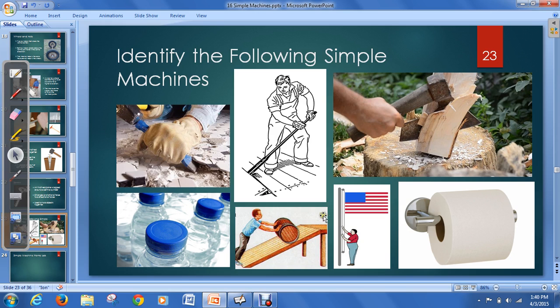This would be an inclined plane, rolling the barrel up. You might even consider the barrel a wheel and axle. This would be a pulley, right? The pulley that puts the flag up onto the flagpole. And then this roll of toilet paper would also be a wheel and axle because it has an axle in the center and then the wheel on the outside.